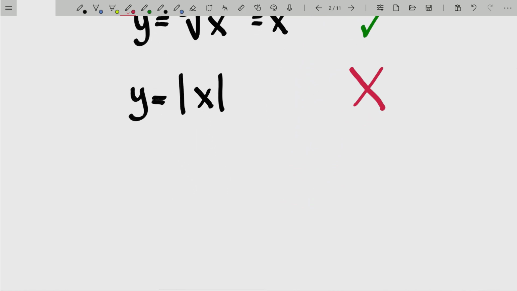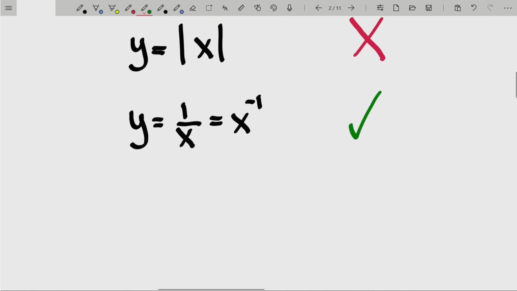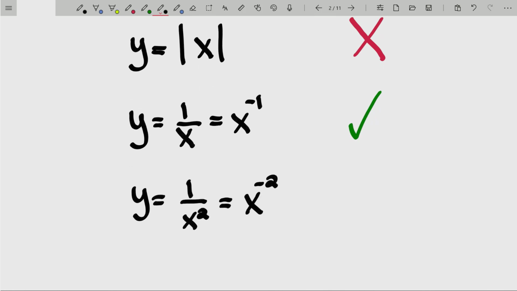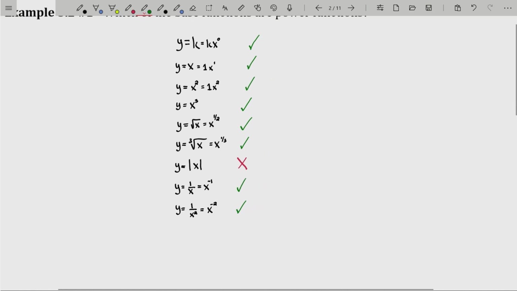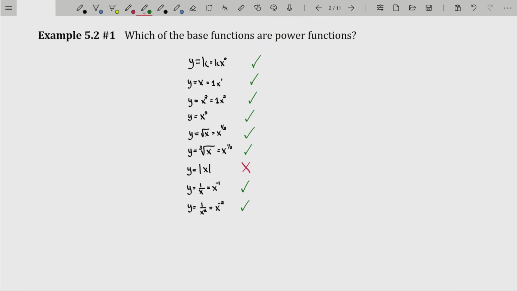And let's see, the others, I think we have two more. Y equals 1 over x, that's a base graph, and that is just x to the negative first. Negative 1 is a real number, so therefore that definitely is a power function. And likewise, the square reciprocal function, which is x to the negative 2, is also a power function. So quite a few of our base functions are power functions.